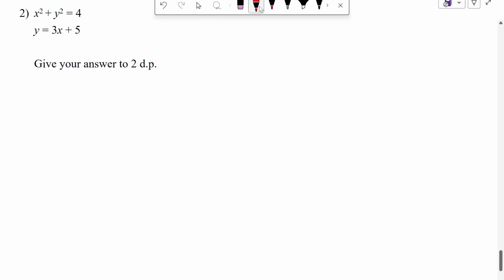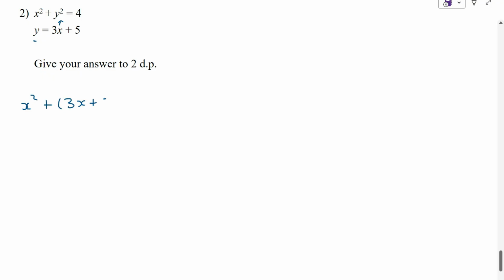Now let's go through this just like the previous question. So our second equation already has y as the subject, so we can go ahead and sub that into our first equation. So x squared plus (3x plus 5) squared equals 4. And again, we're going to write out double brackets, then expand and simplify.